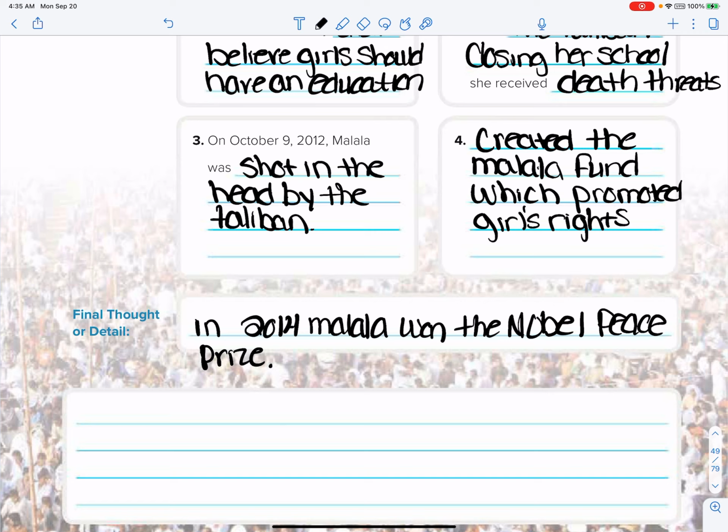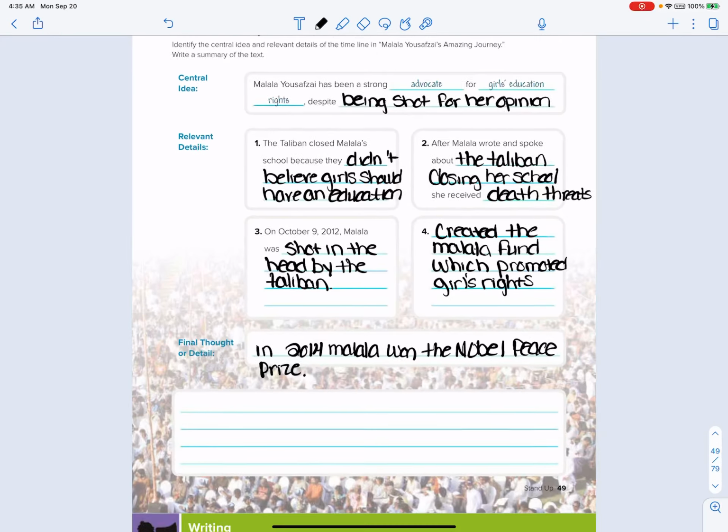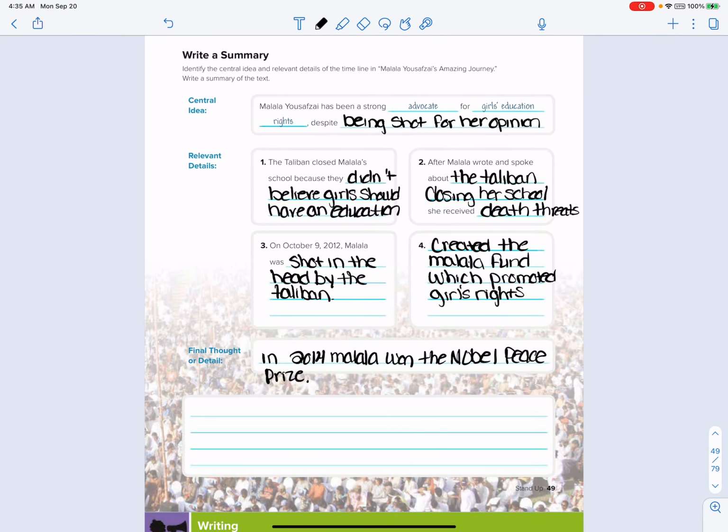All right, so then what you want to do is take all of this information and we're going to put it together in one final paragraph. You want to use transition words. So you would start by saying Malala Yousafzai has been a strong advocate for girls' education rights despite being shot for her opinion. Period. Then you would say, when the Taliban closed Malala's school because they didn't believe girls should have an education, Malala spoke out against them. Period.